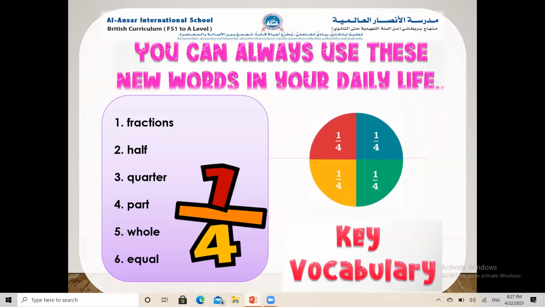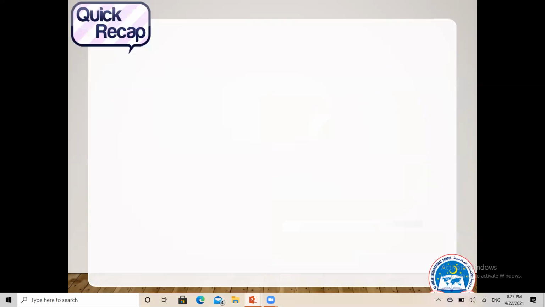And for today's lesson, we need the words fractions, half, quarter, part, whole, and equal. So let's make a quick recap.